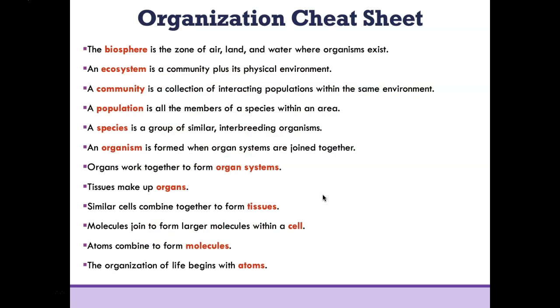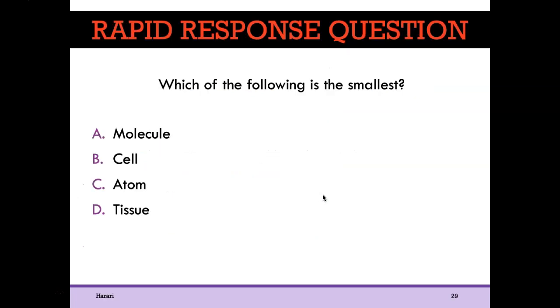And here is a cheat sheet that tells you how all living things are organized. You can pause here for the rapid response question: which of the following is the smallest? Pause here, and the answer is, an atom is the smallest.